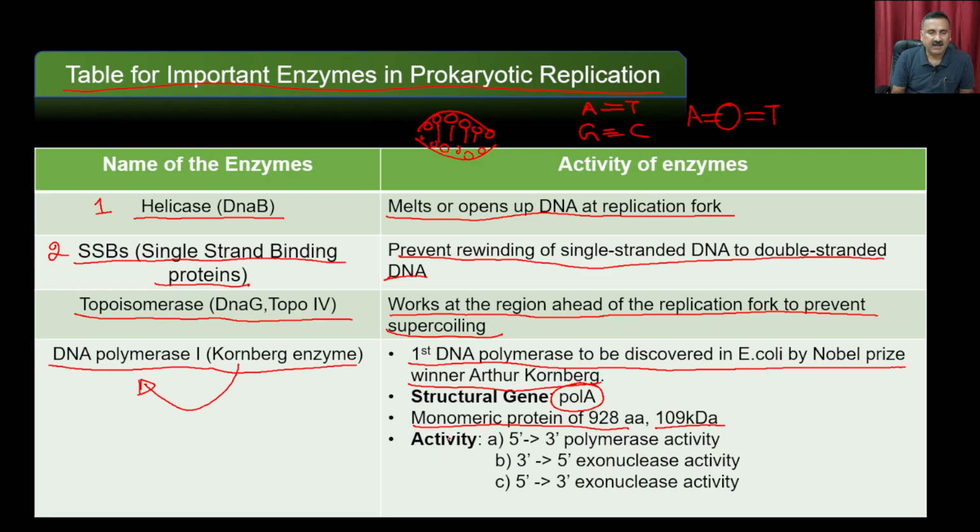and it has three different types of activities. It has a 5 prime to 3 prime polymerase activity, a 3 prime to 5 prime exonuclease activity, and it also has the 5 prime to 3 prime exonuclease activity. Remember, do not worry about these activities, because we are going to elaborate and discuss them when we talk about the other events. These three activities are very important. The first is important for the DNA synthesis, and the other two activities are required for the proofreading as well as other kinds of activities.